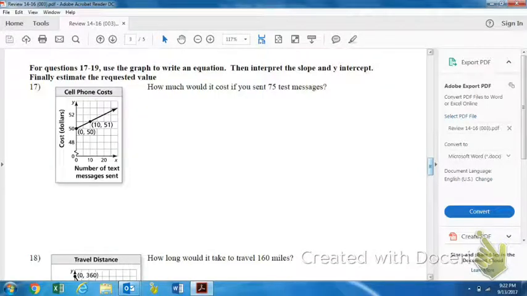Okay, for questions 17 to 19, use the graph to write an equation, then interpret the slope and the y-intercept, and finally estimate the requested value. It says, how much would it cost if you sent 75 text messages? I think it means text messages. But first we need to find the equation of the line.